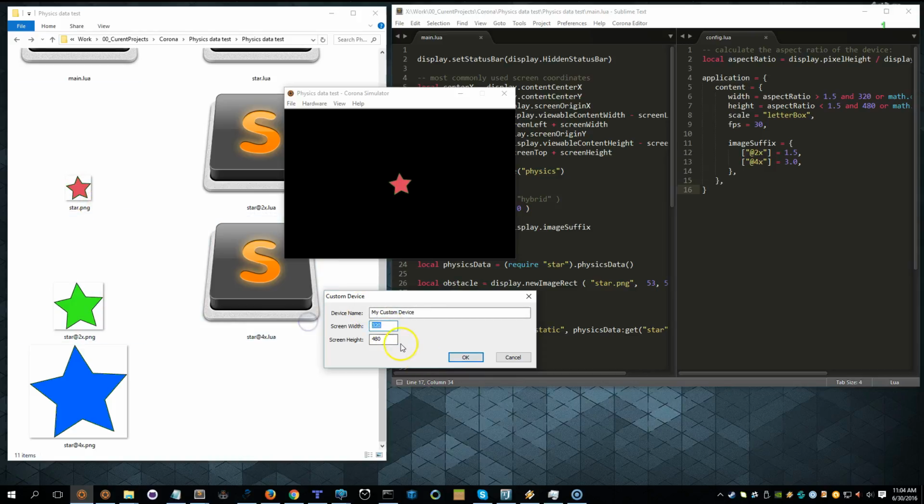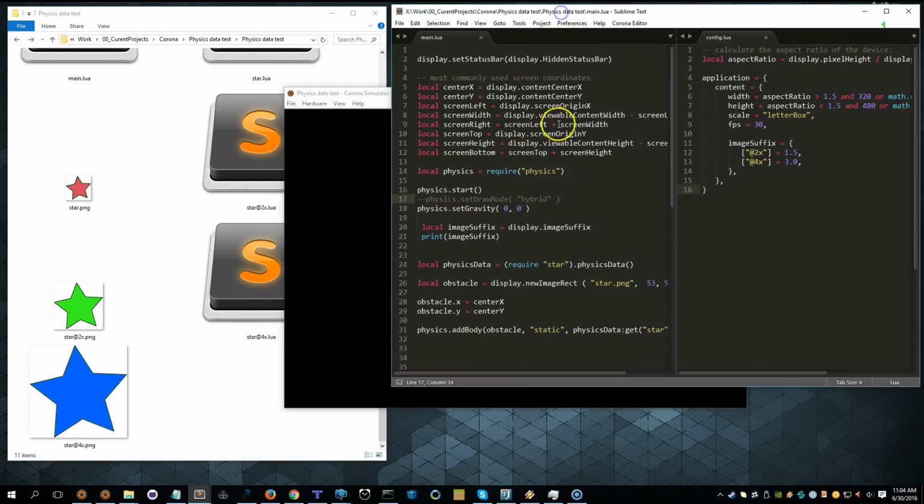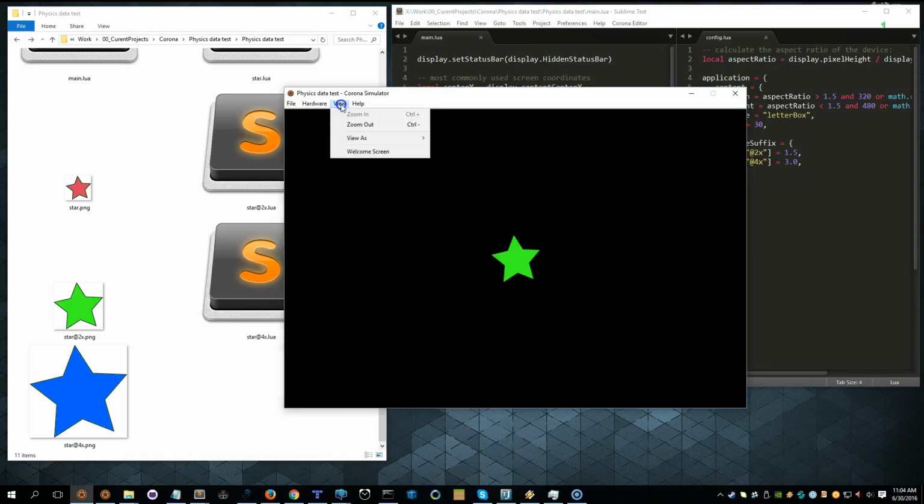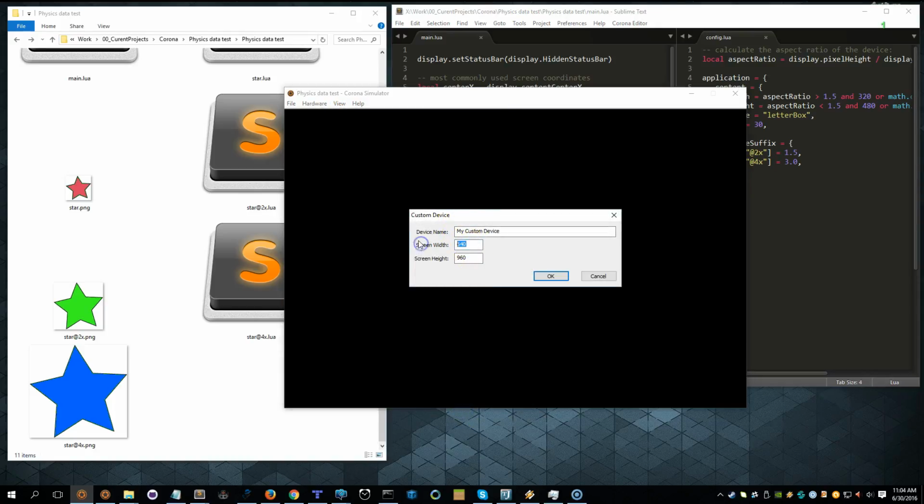Now if we double that, because that'll definitely be greater than 1.5, let's do 640 by 960. You should see the green star. Alright, so that works, it picks up the green star. Oh, and I should go back actually. I'm going to take it back, sorry. Let's put it back at 320 by 480.